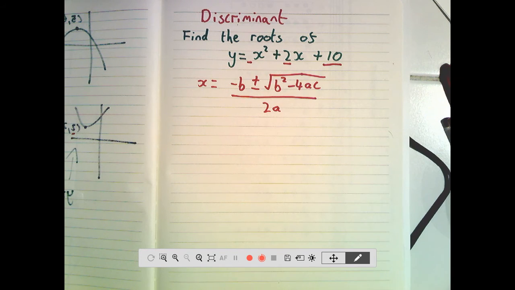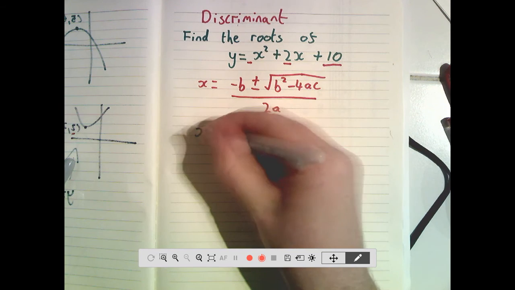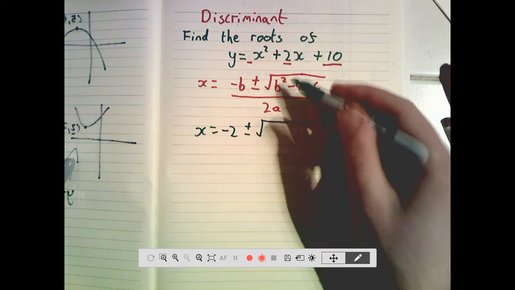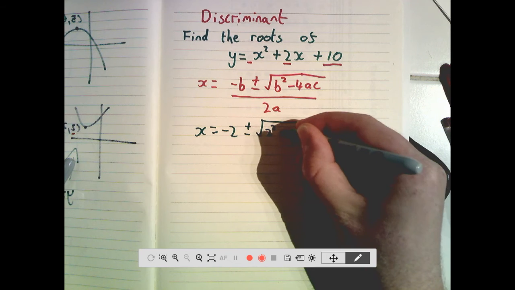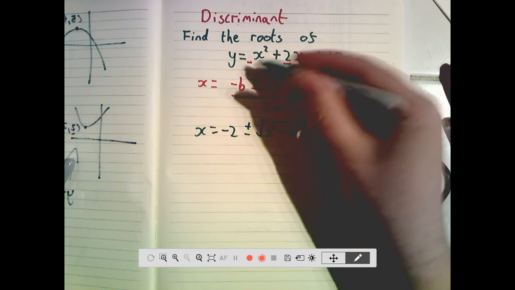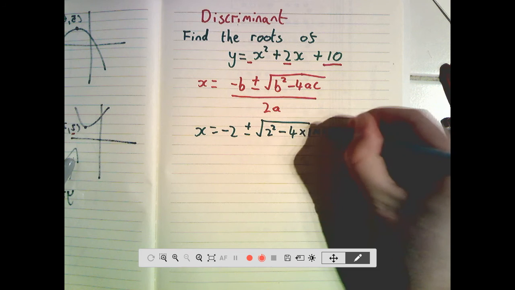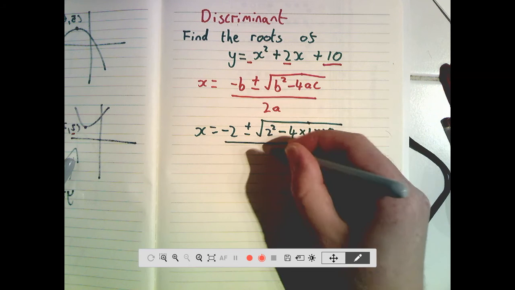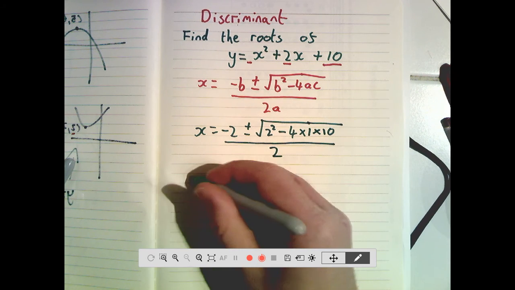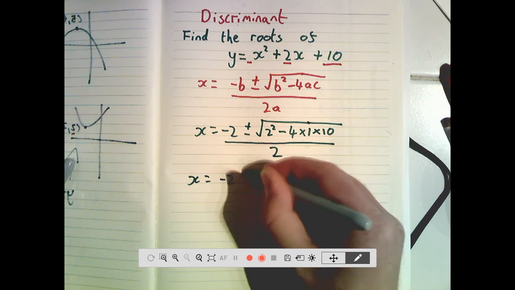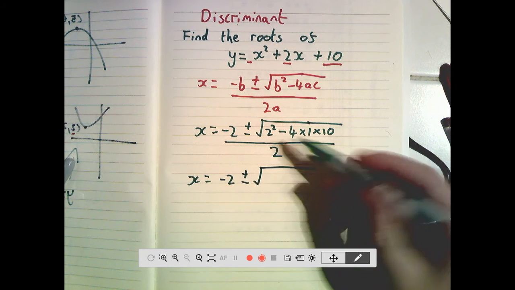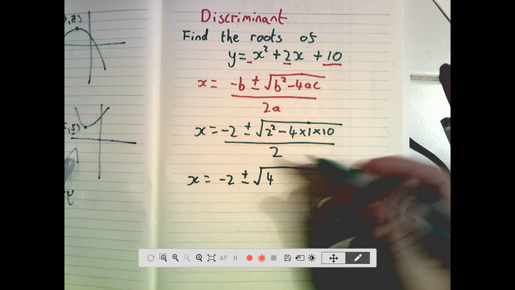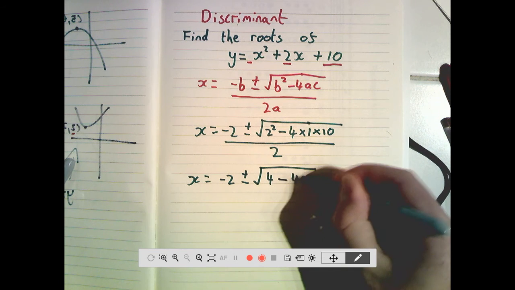Okay, so let's have a go at solving that then. So x is equal to minus b, minus 2, plus or minus the square root of 2 squared minus 4 times a, well a is 1, times 10, all divided by 2a. And again, a is 1, so that's just going to be over 2. Just cleaning this up a bit, let's work out what this is. 2 squared is 4. 4 times 1 times 10 is going to be 40.